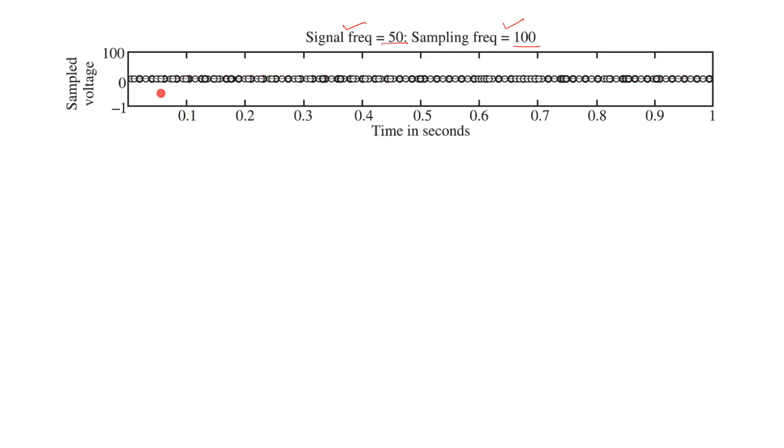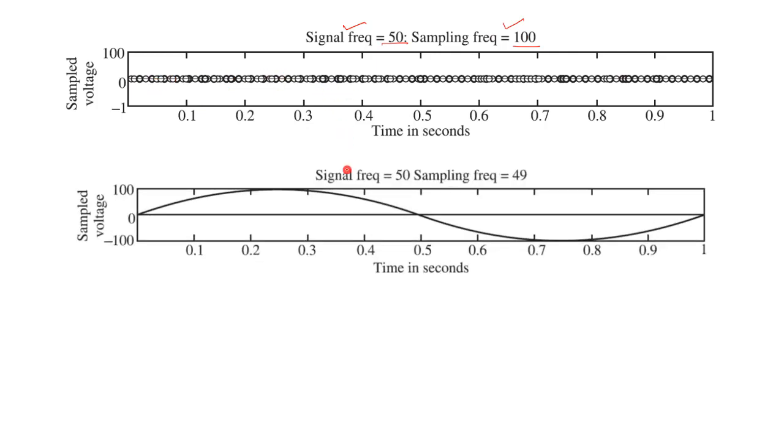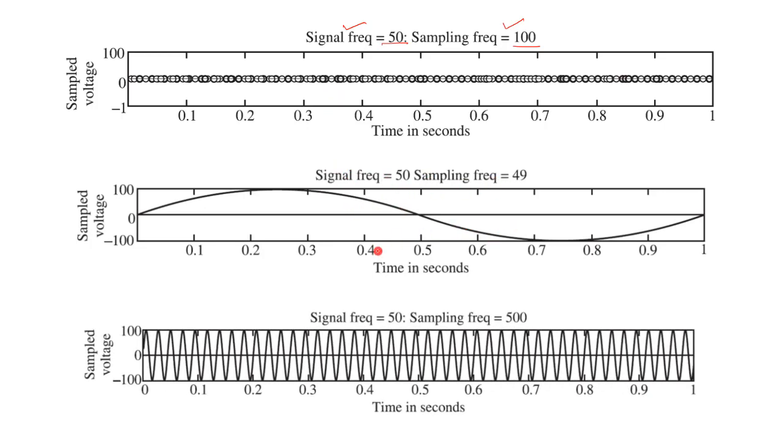So you can see a straight line at zero, and this is like a DC waveform, right? It is, even when we take the sampling frequency equal to twice the signal frequency, that also doesn't give proper information. Therefore, it should be greater than. Similarly, it is taken sampling frequency 49, 50, so we got, as I told in the previous slide.